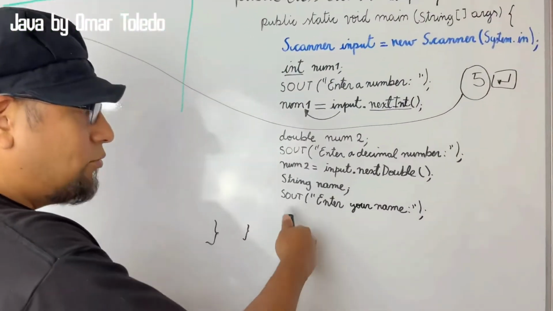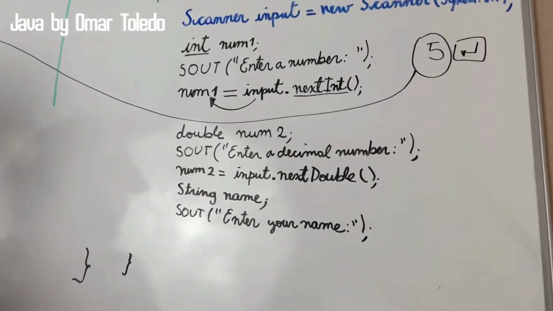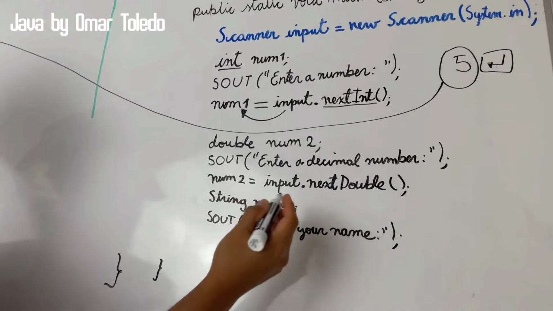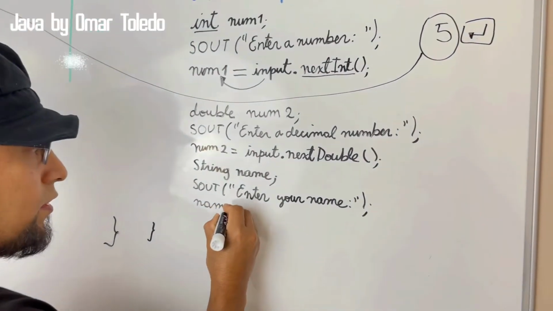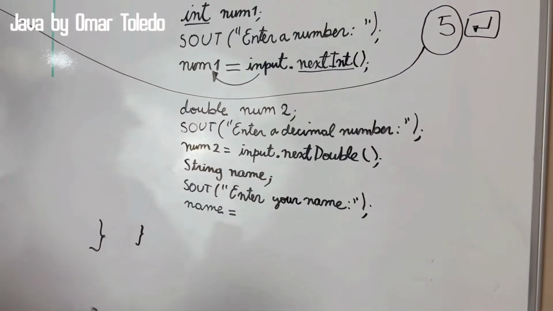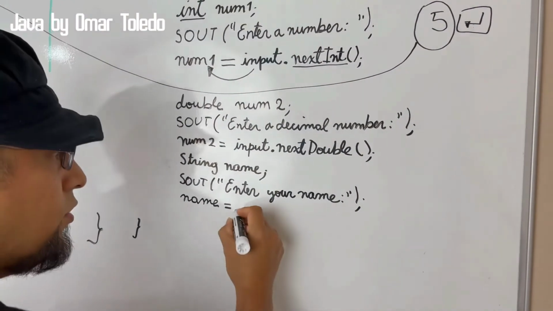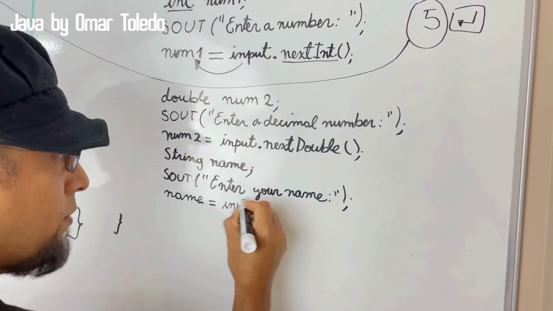Okay, so we're going to display here: Enter your name, and we're going to capture the name of the user in the variable name. So let's use the variable name, the assignment operator, and then let's use the scanner. You know to type input, the name of your scanner, and then type that.